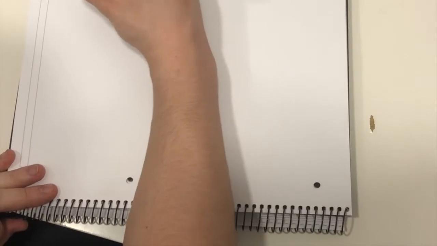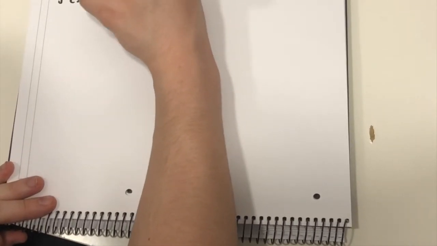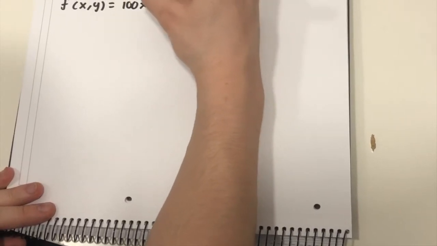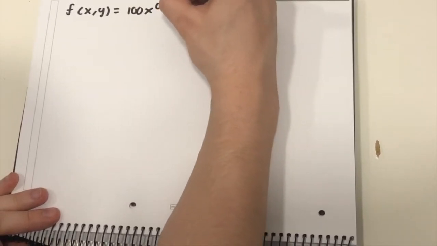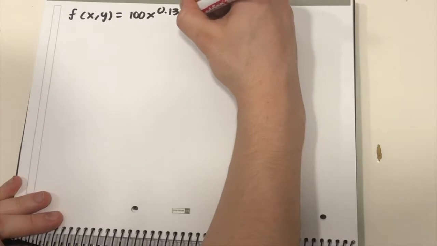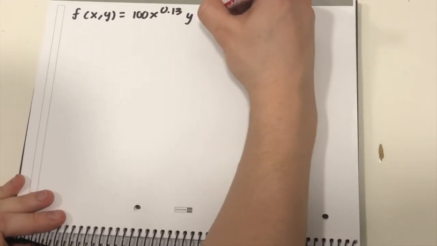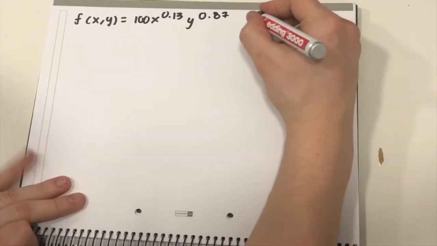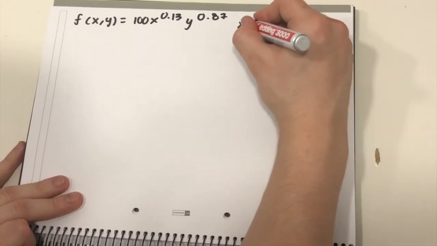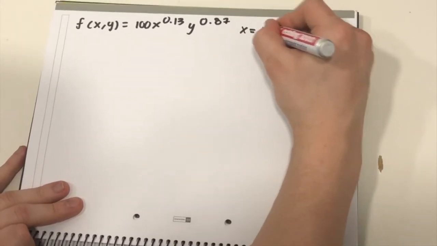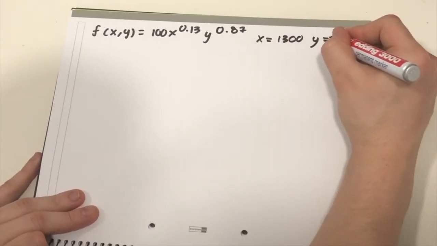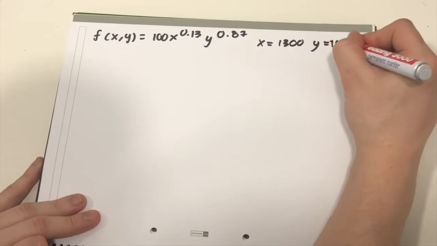So the next step is to find the utility in which we produce. In order to do that, we need to find the partial derivative of the function with respect to y. So we copy the same function given with respect to x and y, equaling 100x to the power of 0.13 times y to the power of 0.87. And we have the numbers given, x equaling 1300 and y equaling 1400.